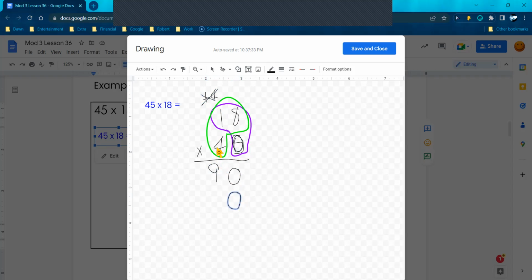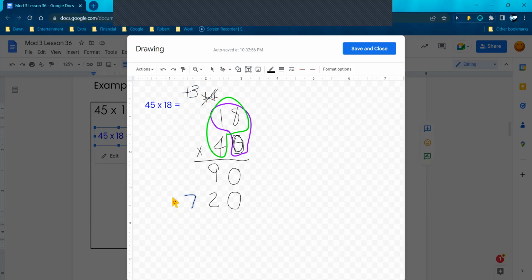And then I go to my 4 tens. I have 4 times 8, which is 32. I'm going to drop my 2, and then right over here, I'm going to add my 3. The reason I crossed off my 4 is to remind me I've already used it. Now I do 4 times 1, which is 4, plus 3 is 7.